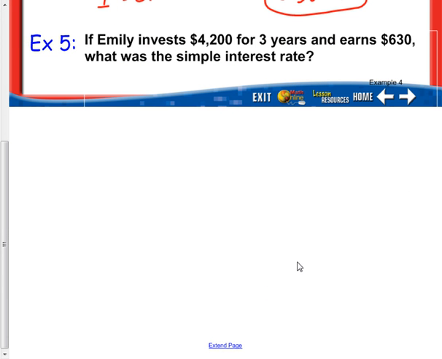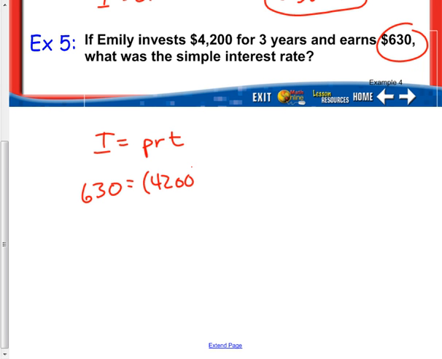All right, so I threw an extra example in here at the bottom. If Emily invests $4,200 for 3 years and earns $630, what was the simple interest rate? So now we're going to go with I equals PRT. Now we actually know the interest. The interest is $630. The principal is $4,200, and the years are 3 years. But we don't know the rate.